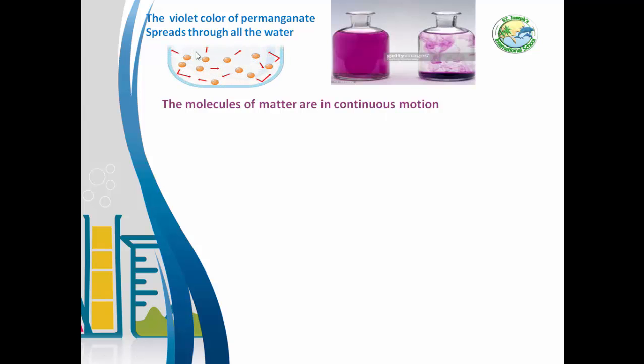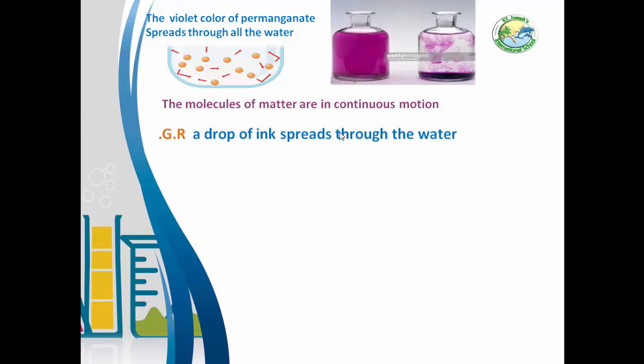If you look at these molecules, they spread all over the water because they are in continuous motion. Give reason: a drop of ink spreads through water, or instead of ink we can say a drop of potassium permanganate spreads throughout the water, because the molecules of ink are in continuous motion in all directions among water molecules.